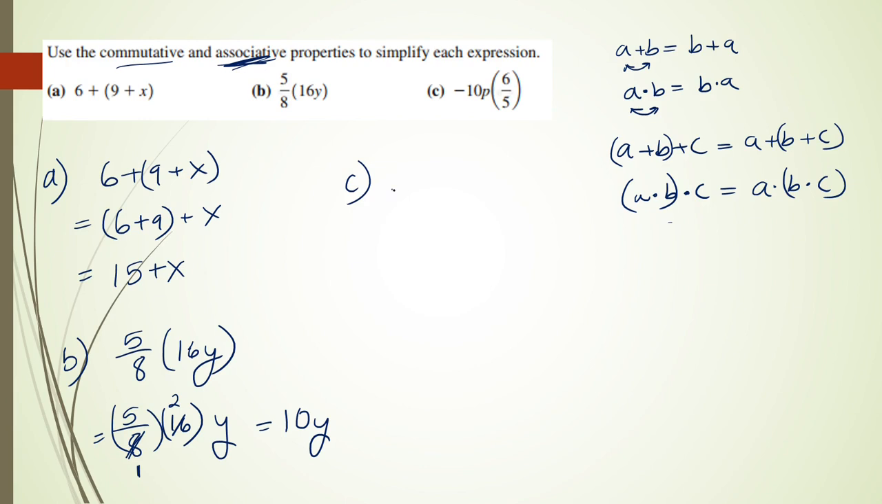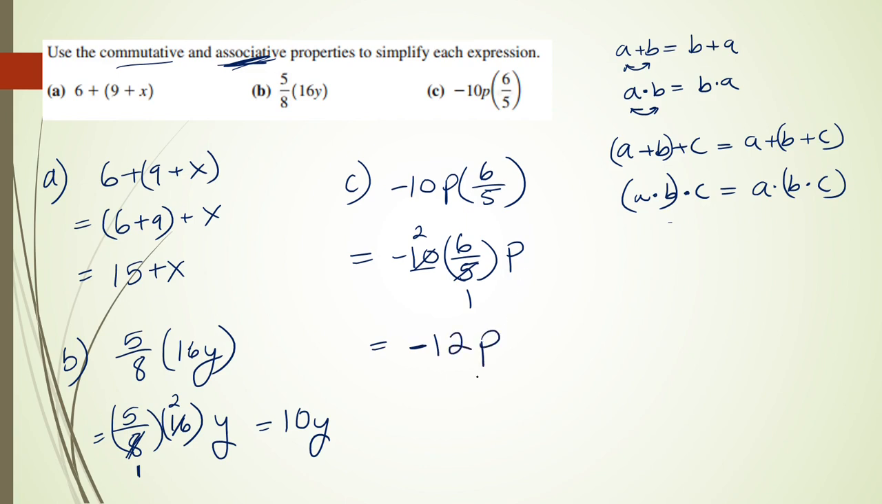For part C, we have negative 10p times 6 over 5. I can use the associative property to switch this around. So this is equivalent to negative 10 times 6 fifths times p. And of course, I can reduce these fractions. 5 reduces to a 1. 10 reduces to a negative 2. And so we have negative 2 times 6 is negative 12. And we have a p. So our solution for part C is negative 12p.